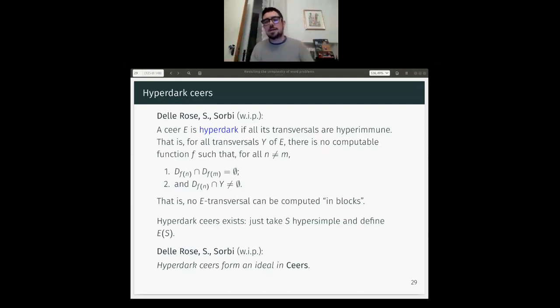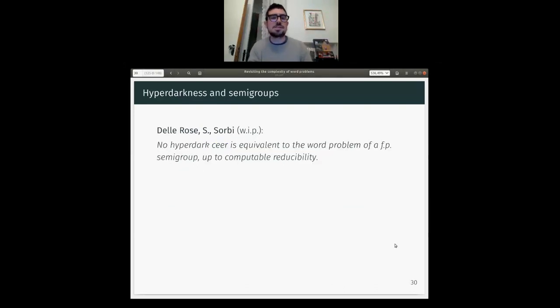And then basically, it is well studied in the theory of spheres: what are these uniform joins, and how do they behave? Hyperdarkness is a property that is preserved by uniform joins, and it's also preserved from below in computable reducibility. It's downward preserved relative to computable reducibility. So this hyperdark ideal has some nice properties.